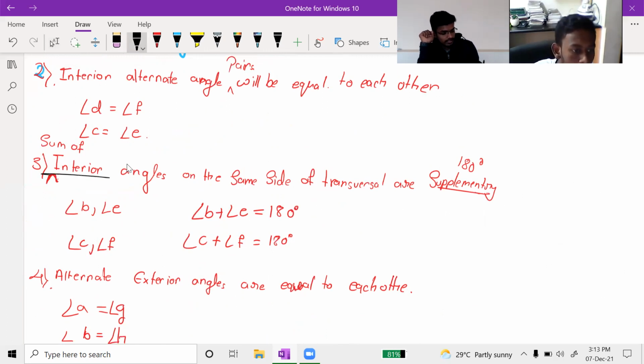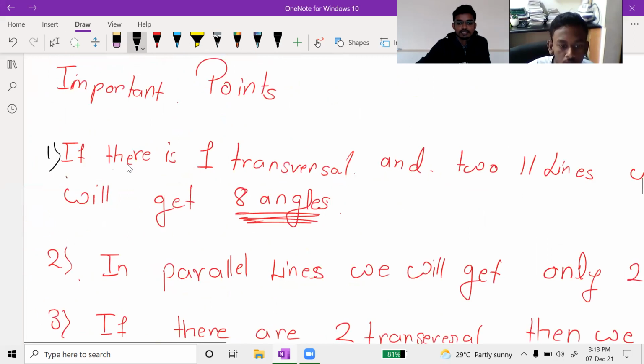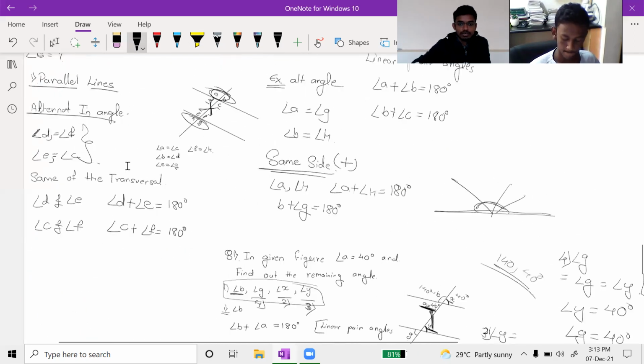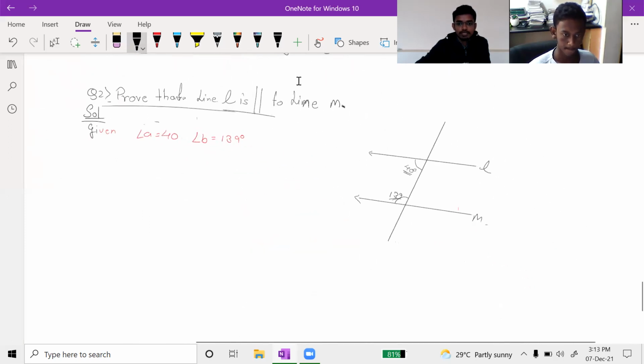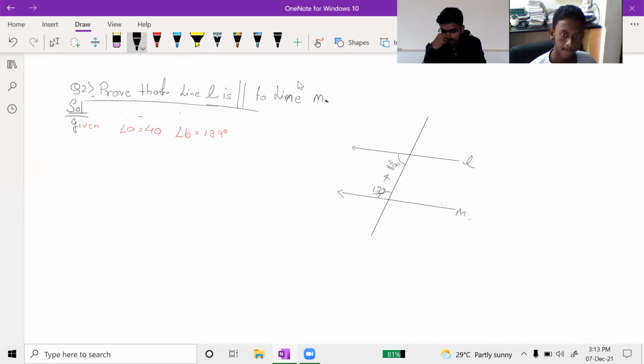See, interior angles on the same side of the transversal are supplementary. What I was trying to tell you is that whenever you have two such angles, the addition of these two angles will be supplementary. So what is the supplementary angle? 180 degree. So let us prove it now.